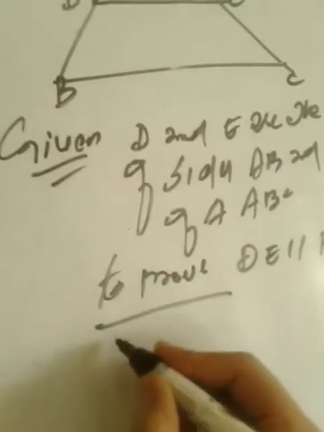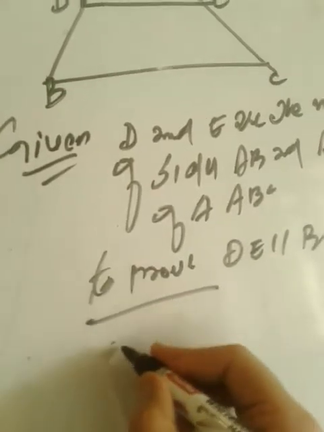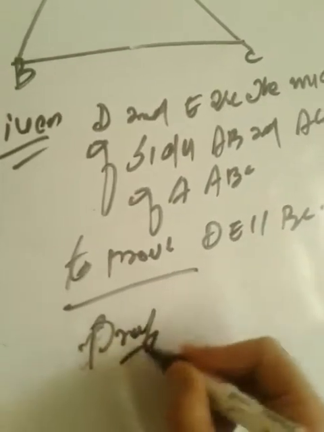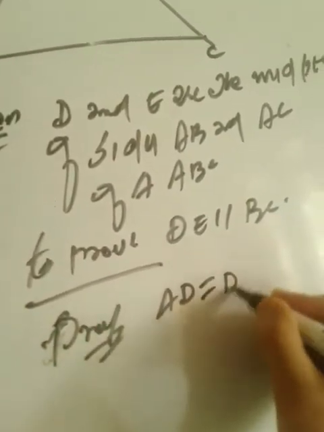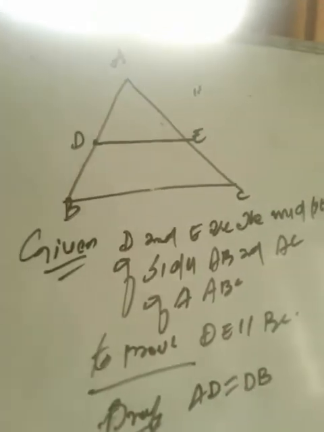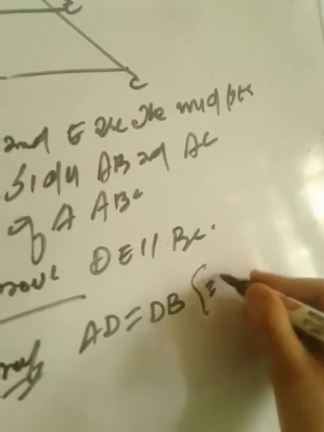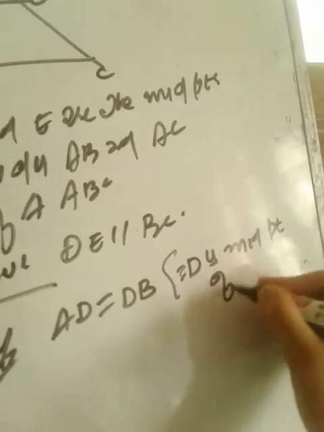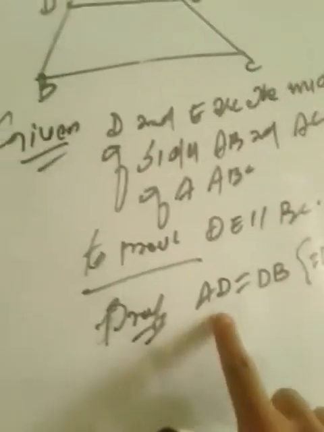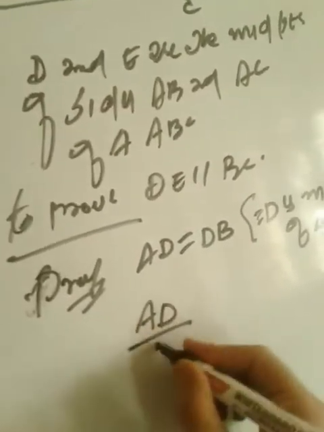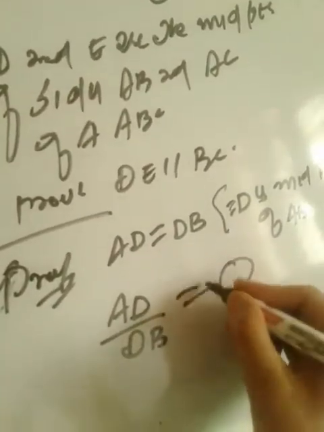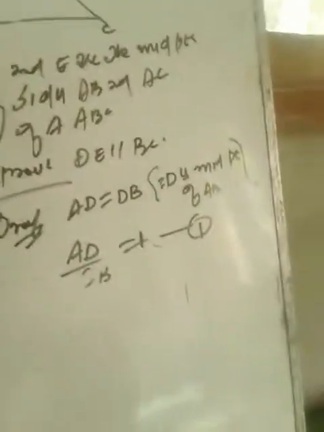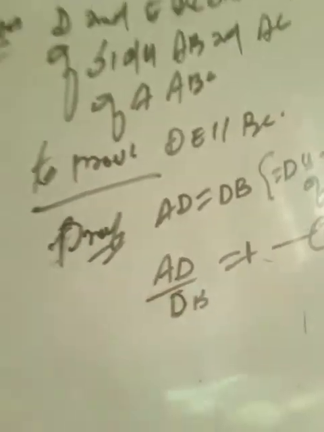Look, we will write directly the proof. AD equals DB. Can we write it? AD equals DB. Why? Because D is the midpoint of AB. So divide it, we will write AD by DB equals 1. Name this first. If you divide both sides by DB, you will get AD by DB equals 1.